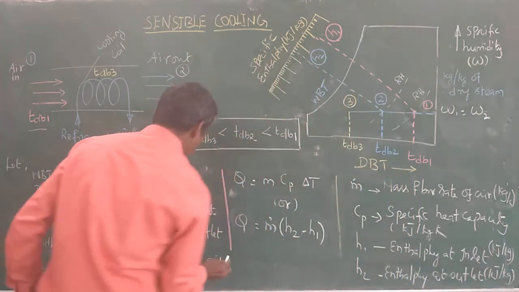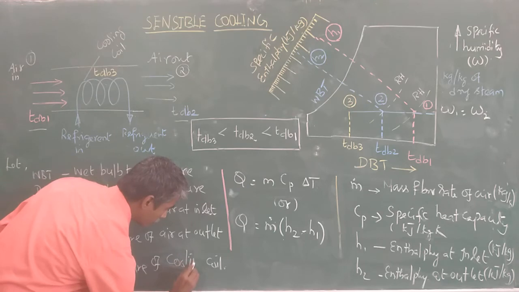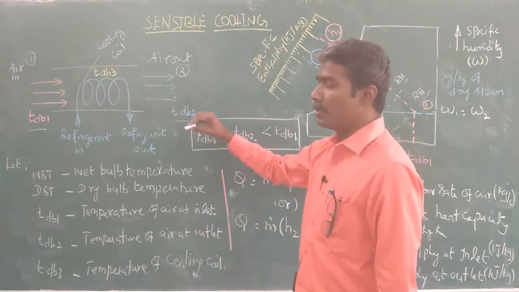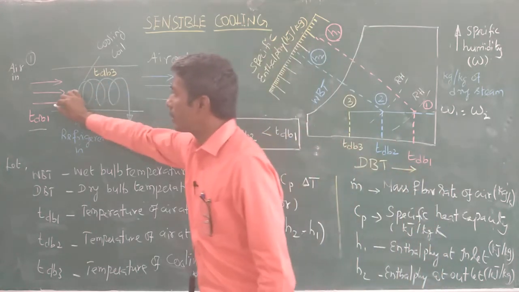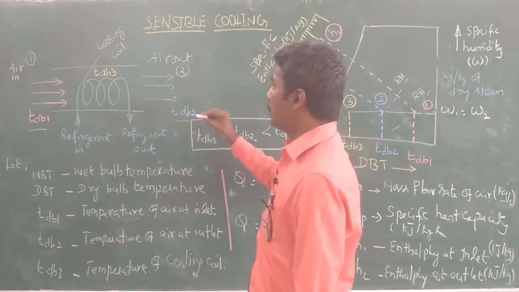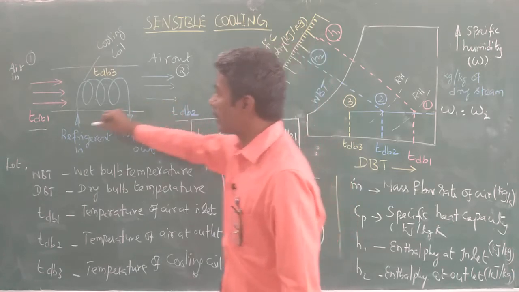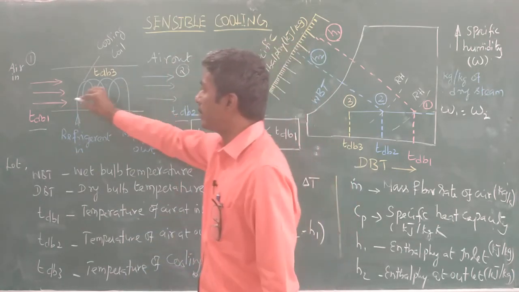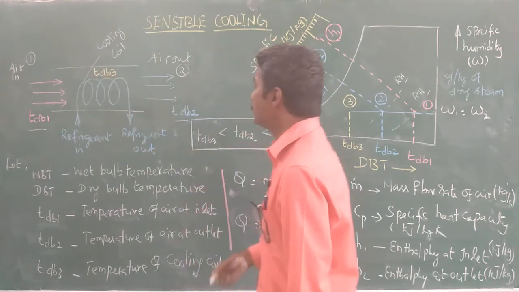Not heating coil, actually it is a cooling coil. We are going to compare the temperature of the air inlet and the temperature at the air outlet. The temperature of the outlet will be slightly lower than the temperature of the air inlet because the air is losing heat to the cooling coil.